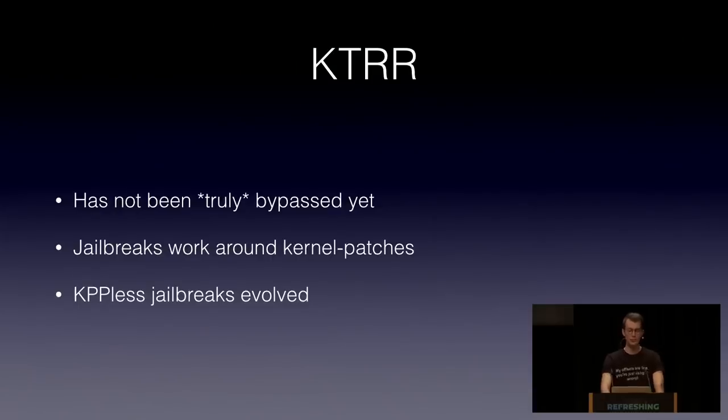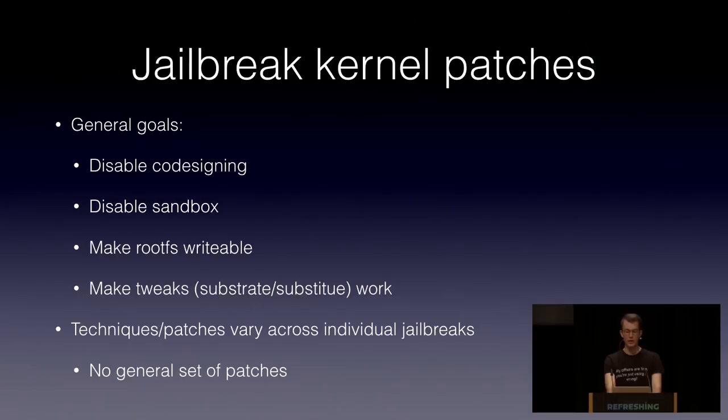And this has not been truly bypassed yet. There's been a bypass, but that actually targeted how the thing gets set up. But that's fixed, and so far it hasn't been bypassed. So jailbreaks are still around. So what are they doing? Well, they just work around kernel patches. And this is when KPP-less jailbreaks evolved, which means they just don't patch the kernel. But before we dive into that, let's take a look at what previous jailbreaks actually did patch in the kernel.